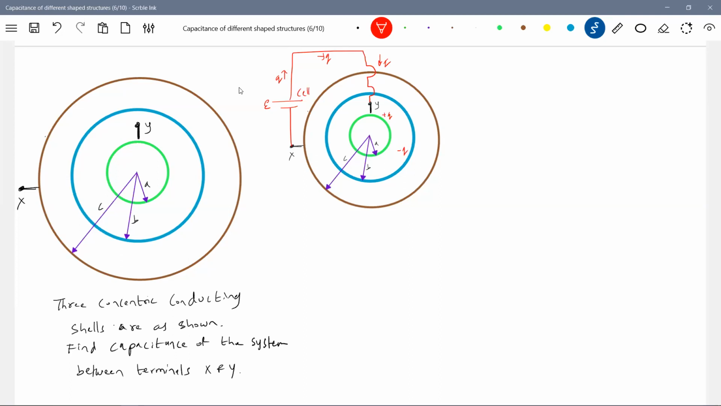Then it will induce charge minus Q, plus Q. We'll write it here. This will induce charge minus Q. Then plus Q, then this is minus Q. Look at the charge. This is something very important, because how much charge left the positive terminal, that much should enter the negative terminal. So in every problem, we have to think like this.